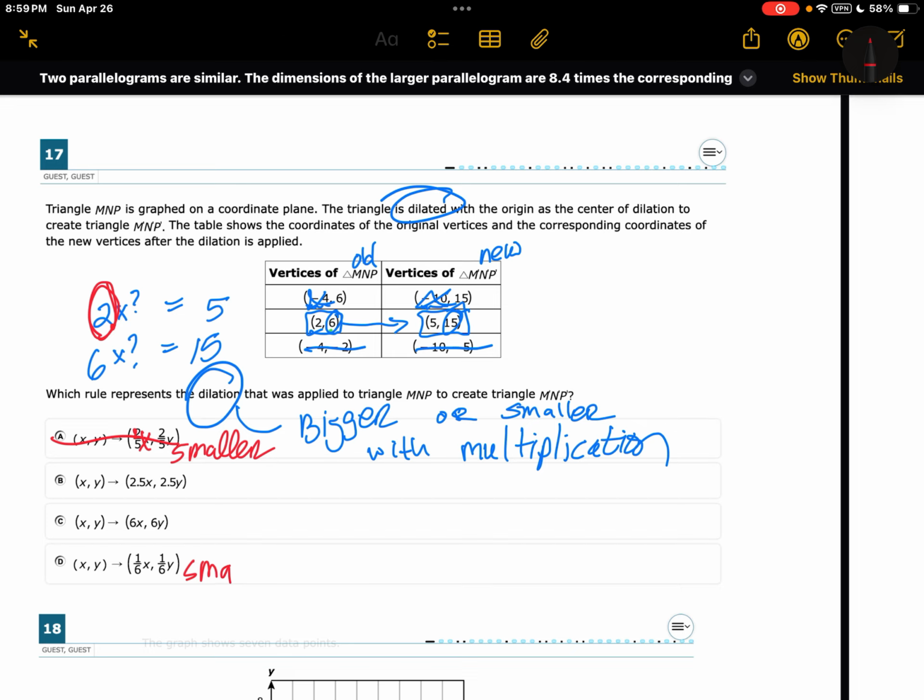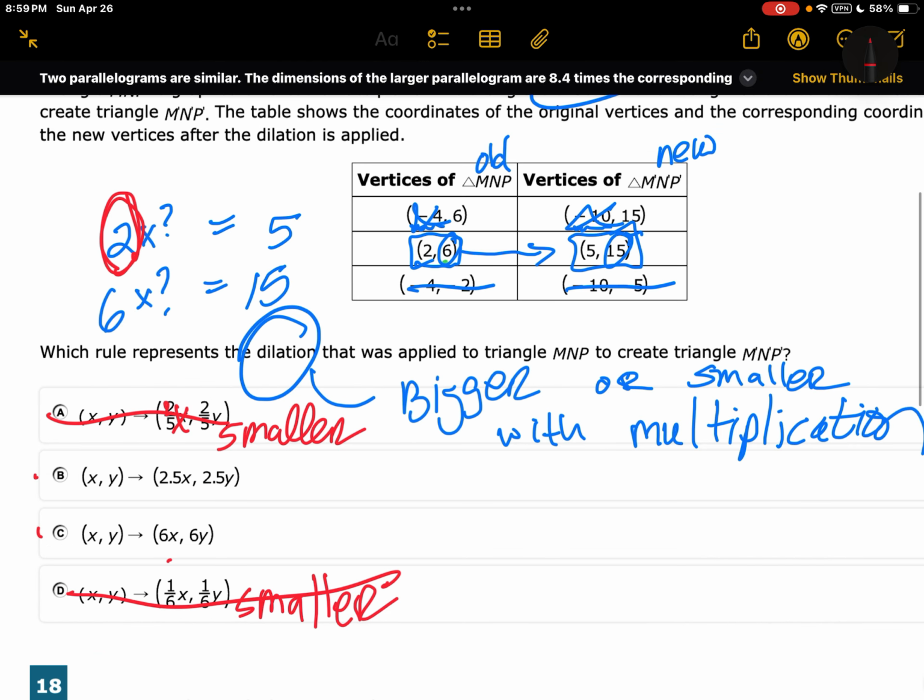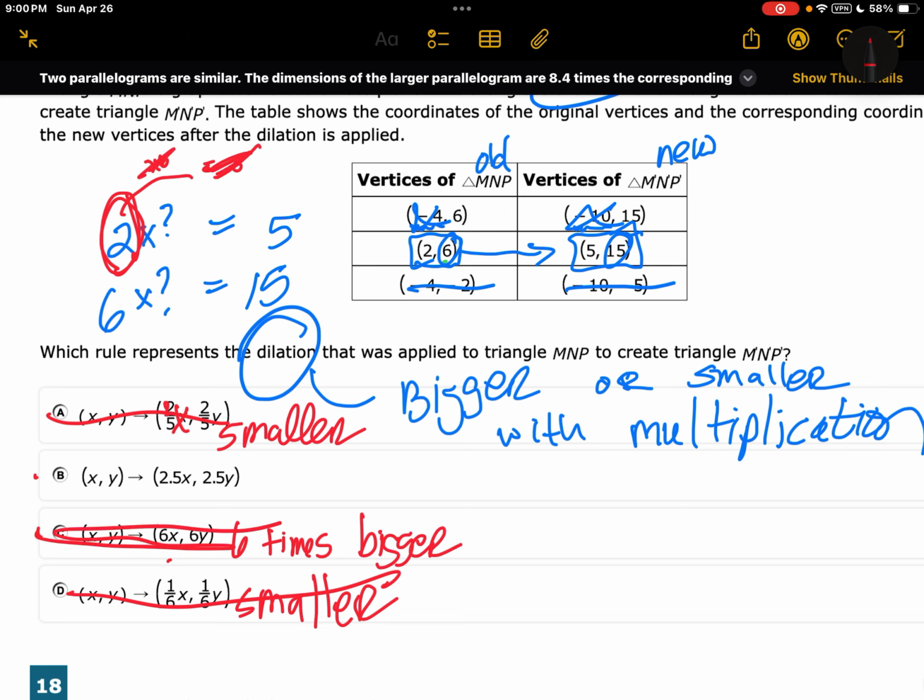This choice right here would also get smaller. So that's not going to work either. These are the 2 that get bigger. So this one right here is saying 6 times bigger. No. Does 2 times 6 equal 5? No, it does not. So it is not going to be 6 times bigger. It's going to be B. I got 2.5 times bigger. So if you take 2.5 and multiply it by your x, which was 2, does that equal 5?